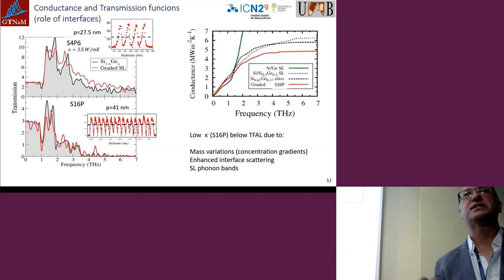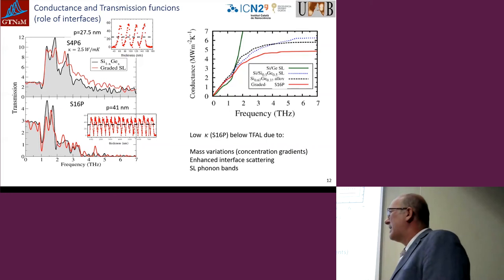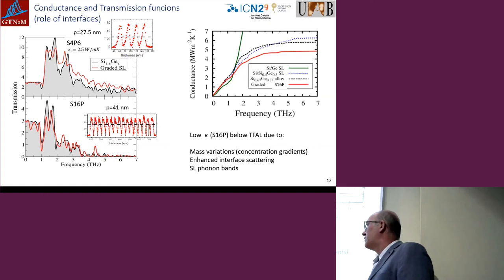If we now turn to this one, which has a different concentration gradient, a slightly higher concentration profile and more interfaces, we see that something different happens. Now the graded superlattice has some dips in the low temperature region. These dips could mean some folding or the appearance of some phonon bands.